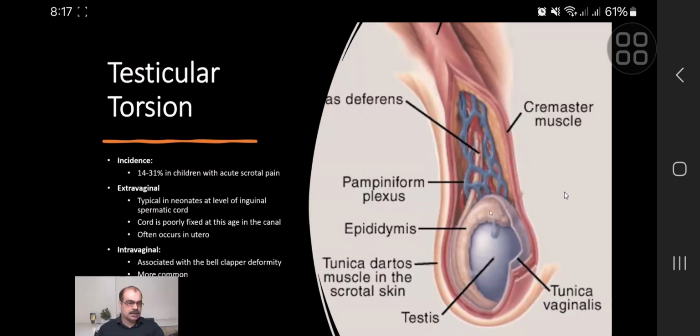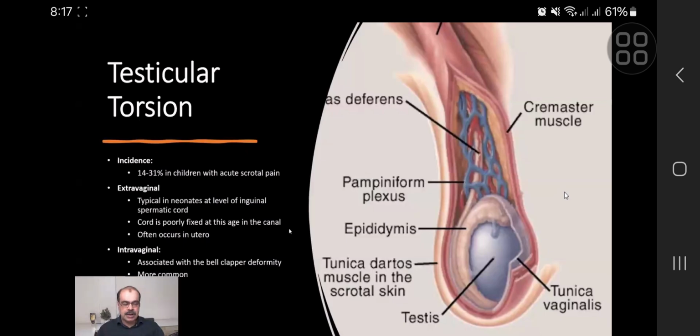these testes. Again, there are two main types. The first one is the extravaginal type, and the other is the intravaginal. The extravaginal occurs normally in neonates, and most of them occur in intrauterine life. So it is less common that you are going to see a patient with extravaginal testicular torsion. Whereas the intravaginal is the most common one, and it is associated with the bell clapper deformity, which we will see in a moment.